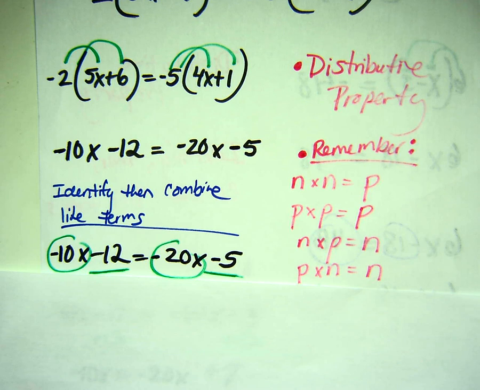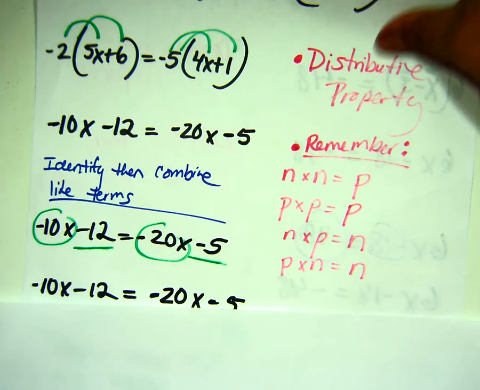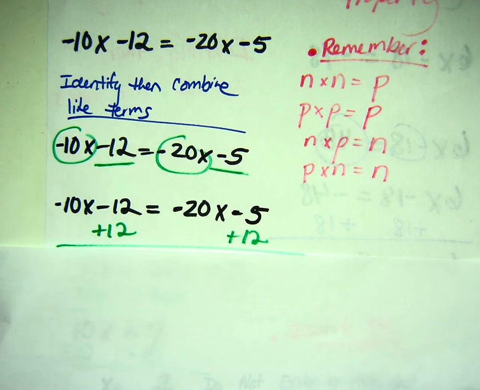Still trying to solve for the equation now. We're going to identify and then combine like terms. Notice how I circled the negative 10x and negative 20x because both of those have the variables, and I underline my constants with negative 12 and negative 5. Well, once again, we're going to combine our like terms by doing the opposite operation. So the opposite of subtraction is going to be addition.